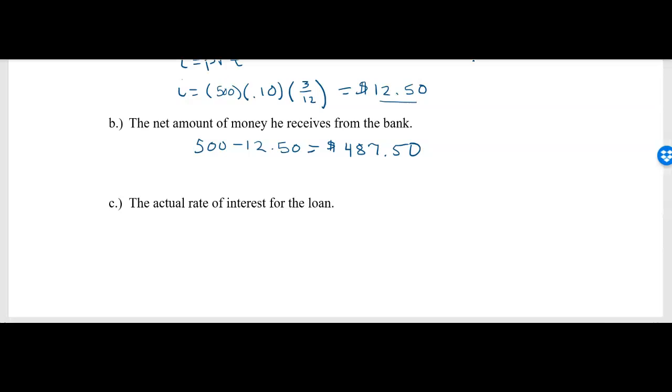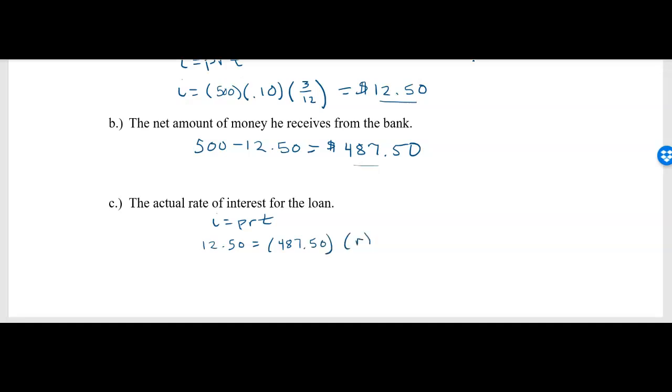That's what that means. Well, then the next question says, well, then what's the actual rate of interest for the loan? Now you might think, well, it's 10%. Not technically, no. And this is why. Yes, he's borrowing $500, but because the interest was paid up front, we're netting $487.50. Well, that means we do actually have a slightly, we'll call it our adjusted interest rate. And we know what the interest is. The new principal is what he nets.